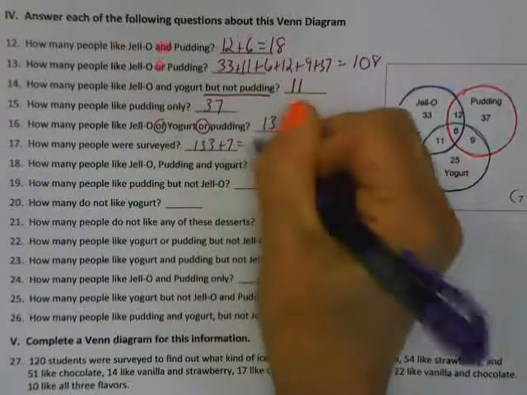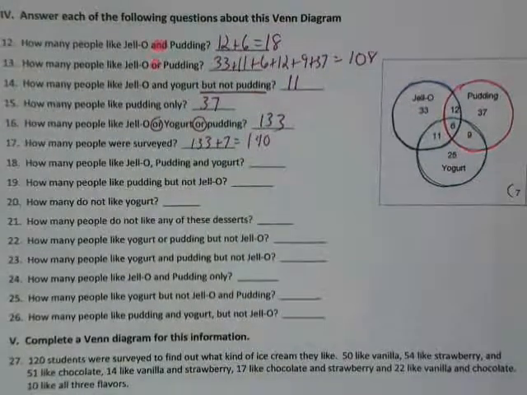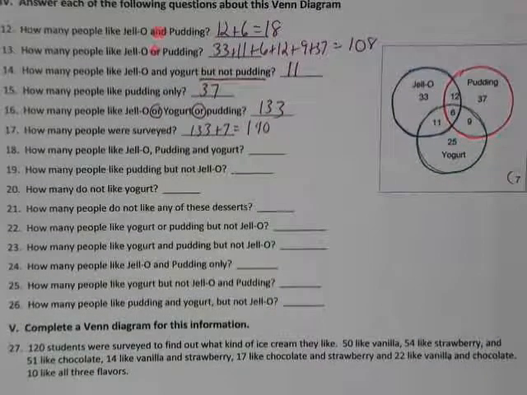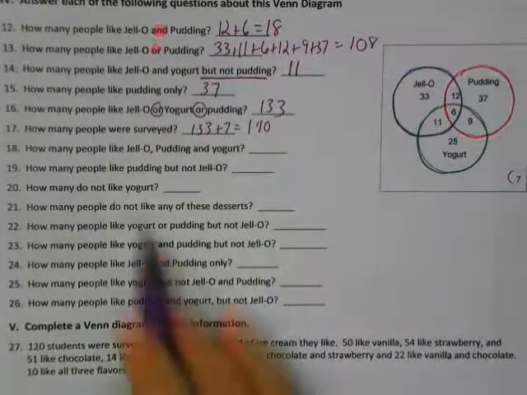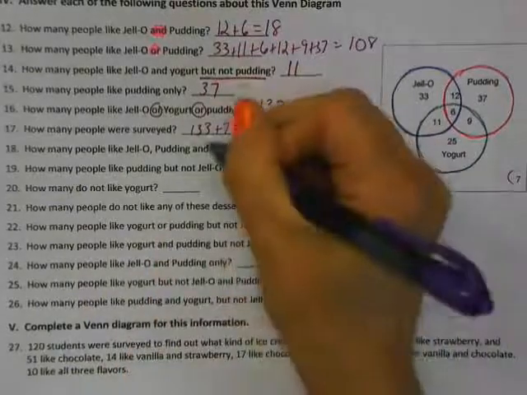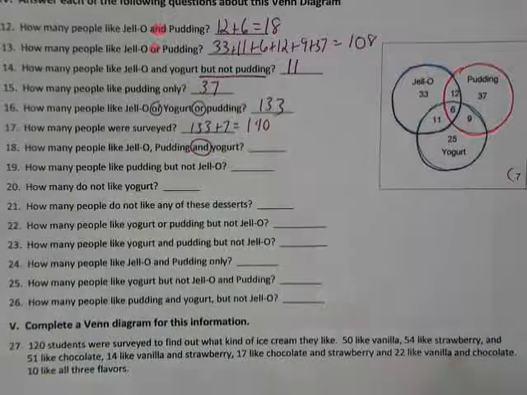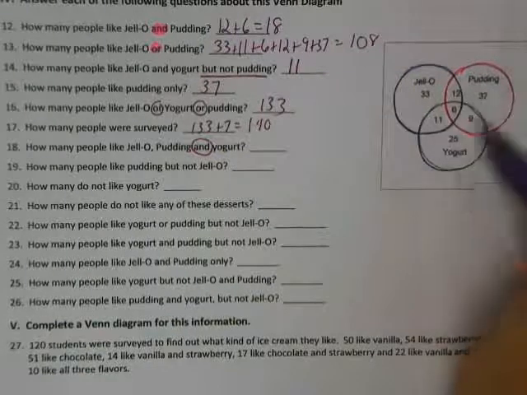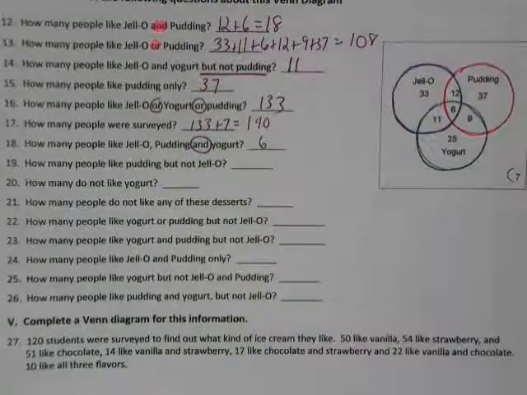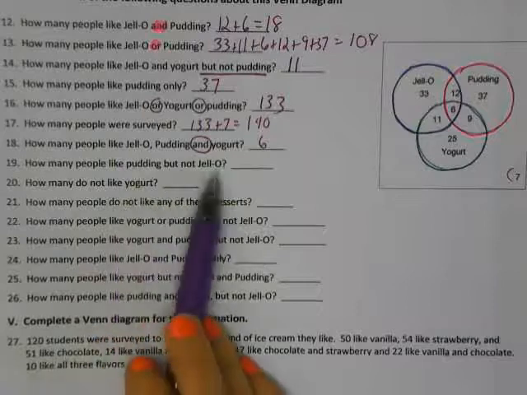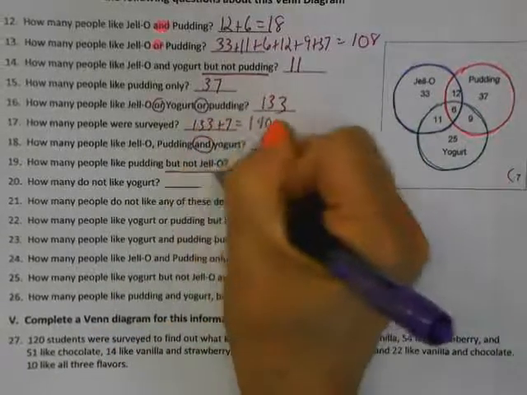Alright, how many people like Jell-O, pudding, and yogurt? So you have to like everything. You've got to be in the blue, the pink, and the green. So the blue, the pink, and the green meet at 6 because of the and. How many people like pudding, but not Jell-O? So again, I have a rule. It can't be Jell-O. So I have to take Jell-O totally out. Who's in the pink? 37 and 9, which gives me 46.